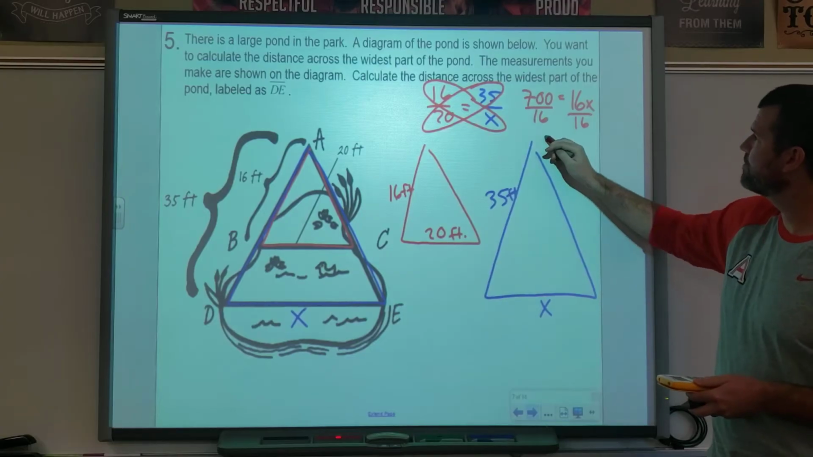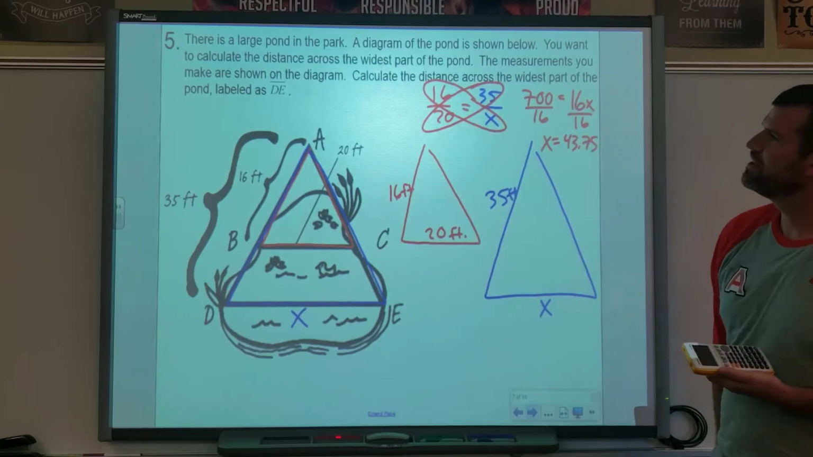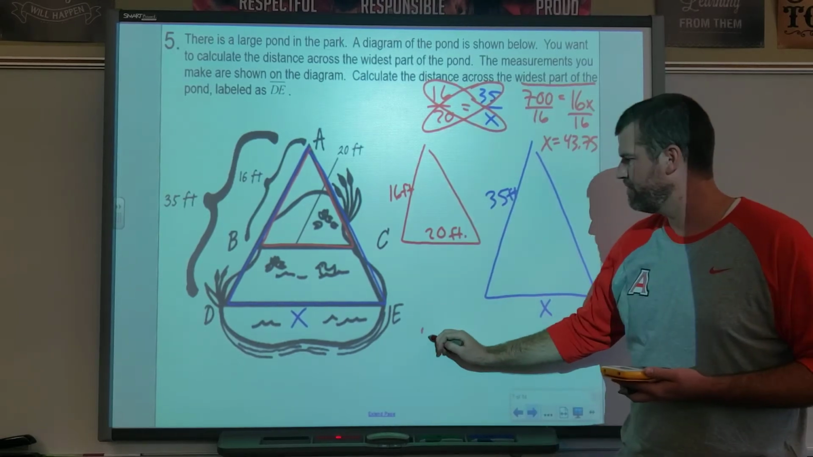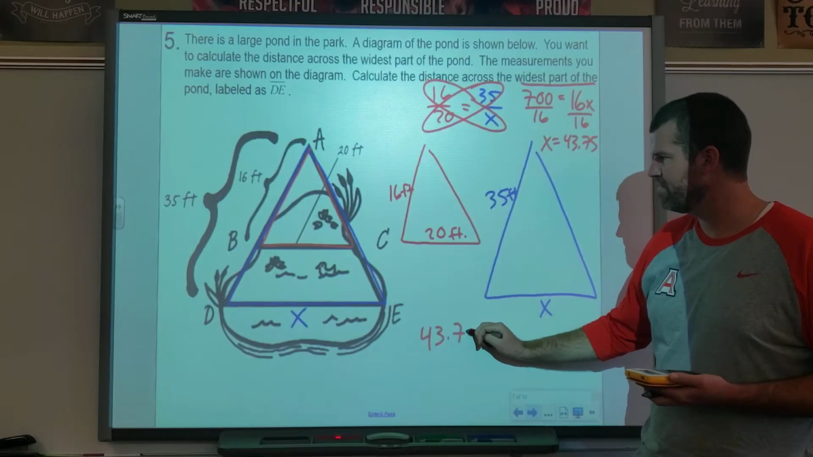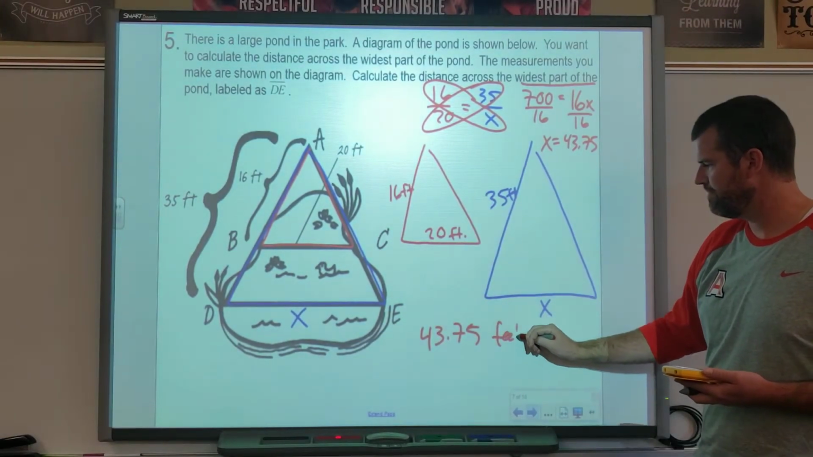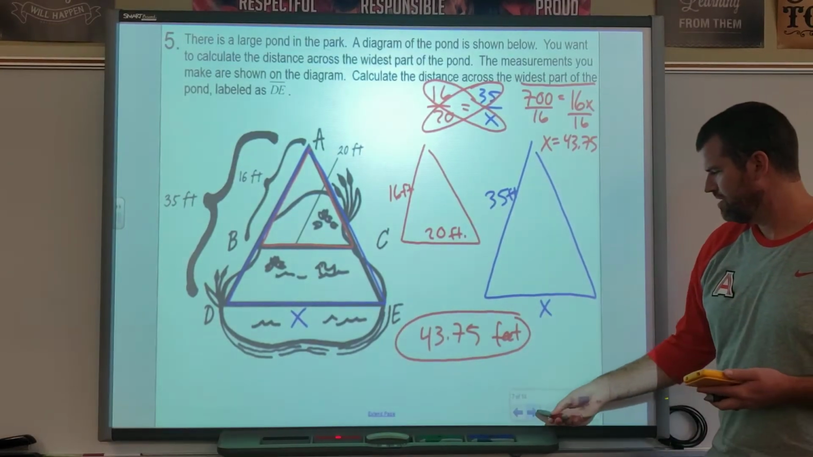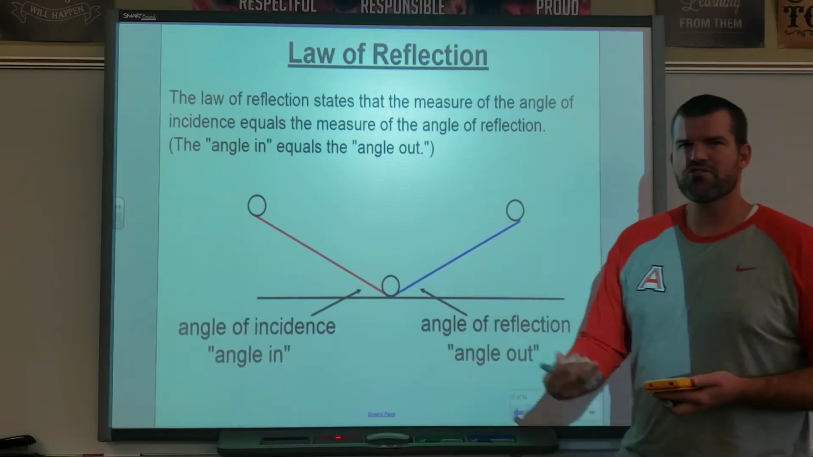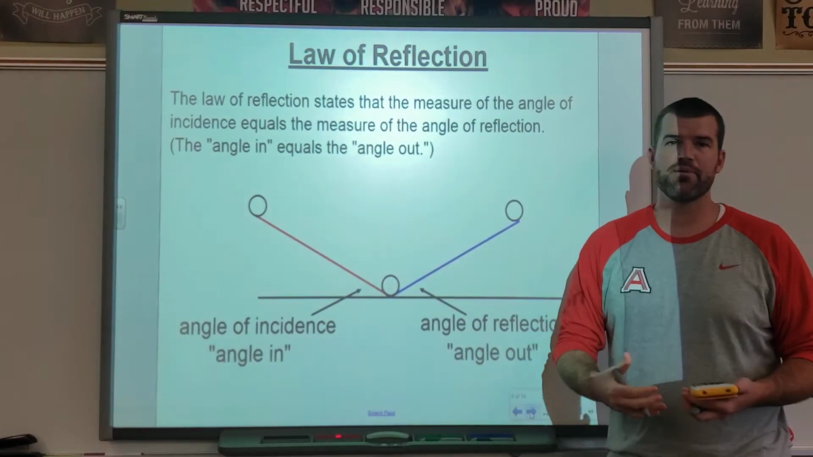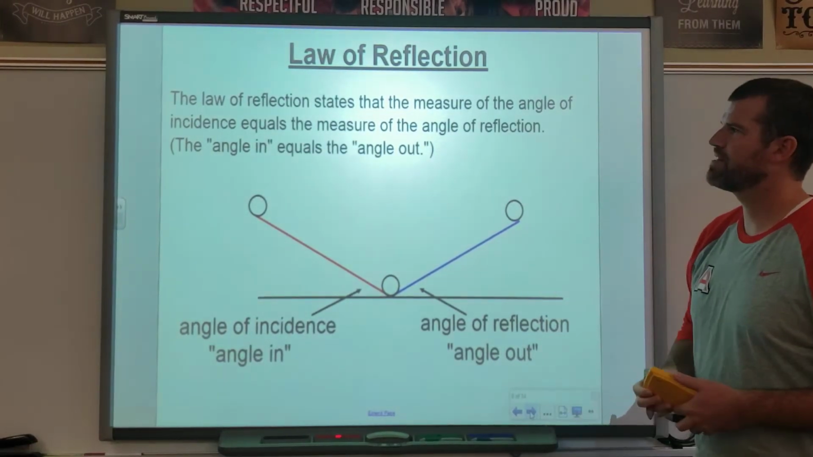And I get 43.75. So the widest part of the pond has a width of 43.75 feet. Definitely want to make sure we put those units on there. All right. So those ones, we'll have lots of problems like that. You can figure out the triangles are similar because of angle, and then we can set up our proportions. We've done problems like that.